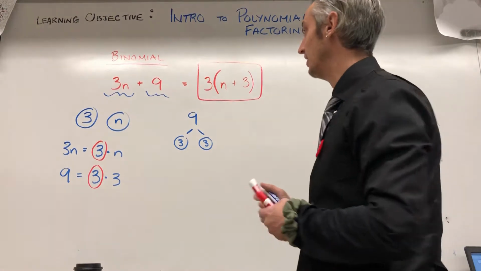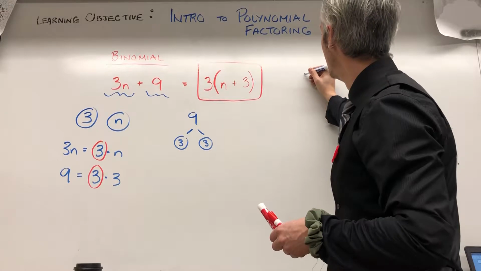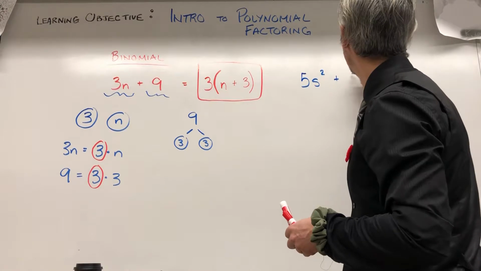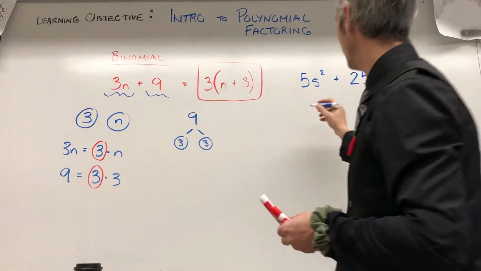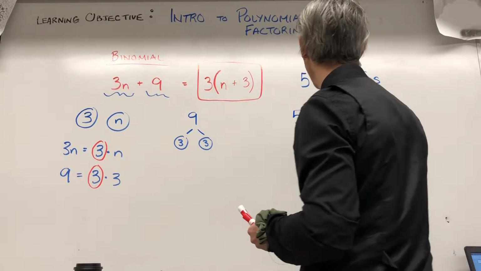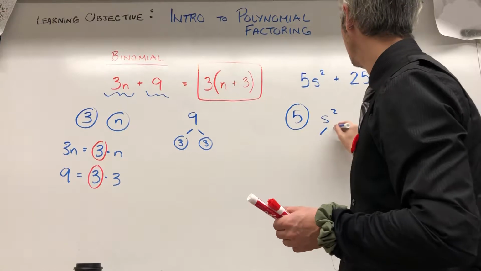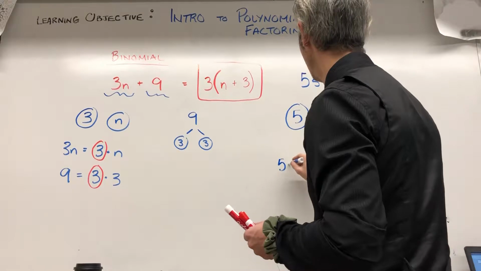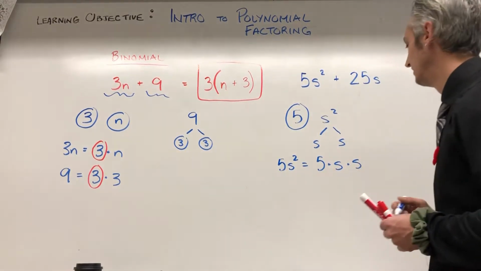Okay, so let's do another example. With binomials, let's say I had 5s squared plus 25s. First I start with the 5s squared. The 5 is already prime, so it's already factored. The s squared is made up of 2 s's multiplied together. So 5s squared can be written as 5 times s times s.